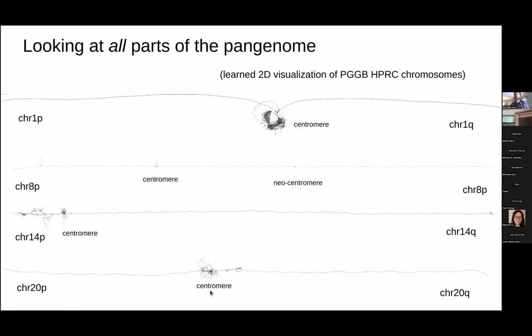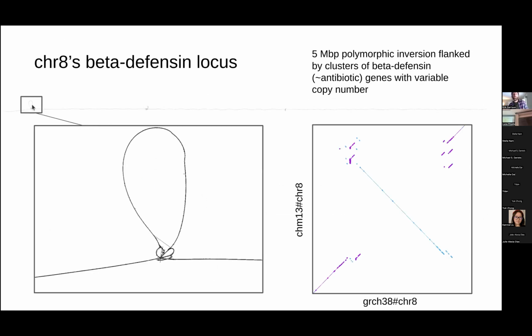And you also see a lot of variability near the centromere in the pericentromeric regions and in the subtelomeric regions. This is an example in 14. This is actually the immunoglobulin heavy chain locus, which is near the telomere. So then just zooming in on this weird loop in chromosome 8. This is a 5 megabase pair polymorphic inversion. It is flanked by clusters of things called beta defensin genes, which are basically antibiotic genes involved in innate immunity. And so it's fascinating that those are in these repetitive sequences that are on the edges of this inversion.